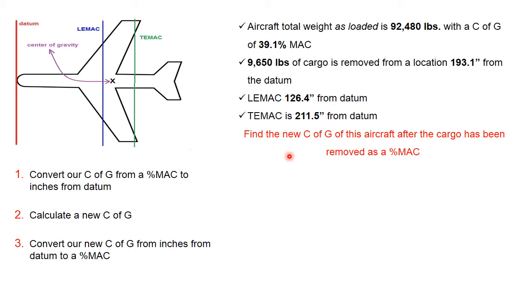The leading edge was 126.4 inches from datum. The trailing edge was 211.5 inches from datum. We will find the new CG of this aircraft after the cargo has been removed as a percent of MAC.